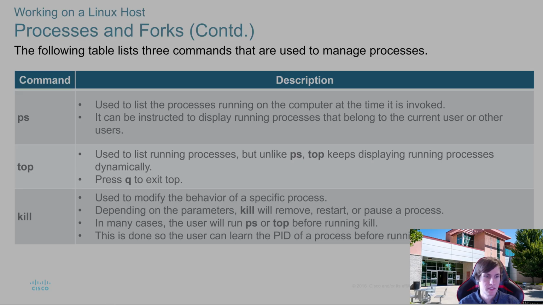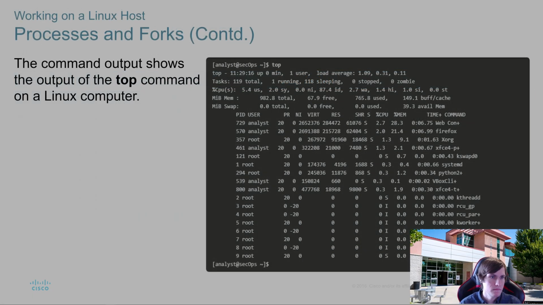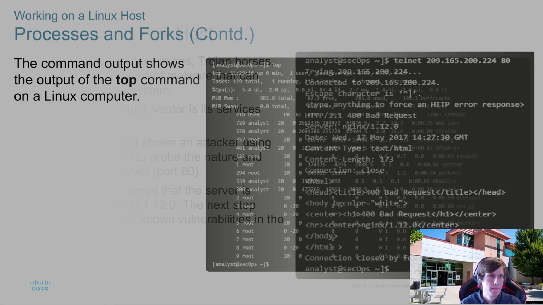PS will show us our list of processes, and then top is used to list running processes, and keeps displaying running processes dynamically. This is like opening Task Manager, right? You can see all the processes running rather than just, here's a list. This is like, oh, hey, here's the list, but also what's going on with them. So the command output shows the output of the top command on a Linux computer. So you can see we're actually getting dynamic information here, how much of the virtual memory is being used, PID, and you'll see this move up and down, kind of like looking at Task Manager.